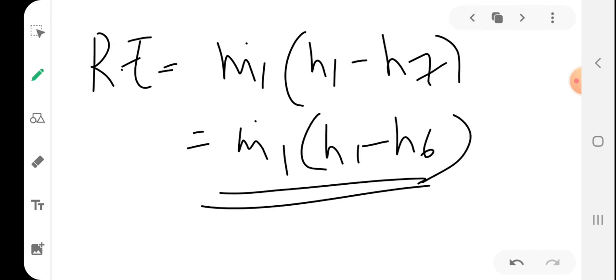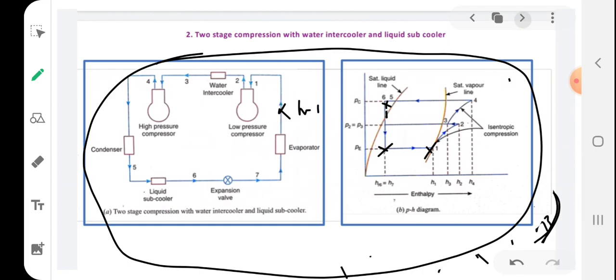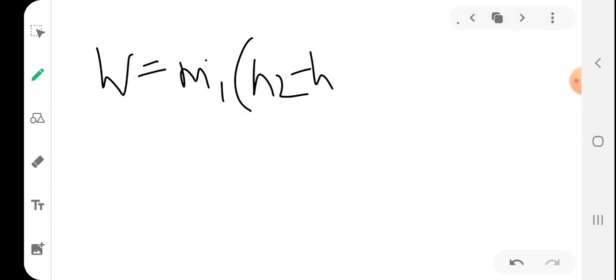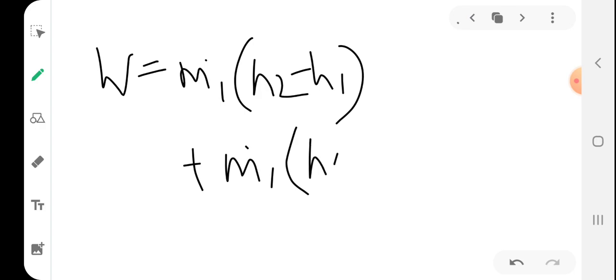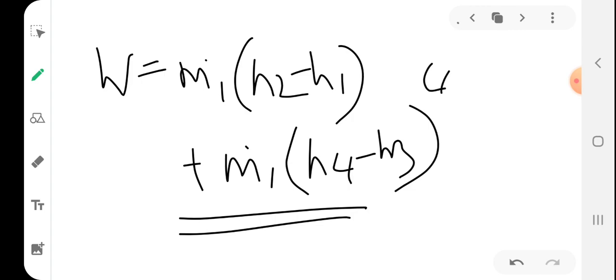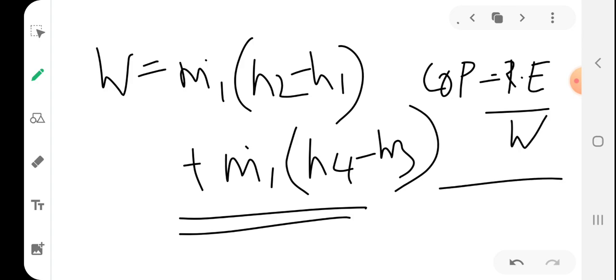And what will be the work? Work will be m1 dot into initially h2 minus h1, plus m1 dot into now h4 minus h3, sir, h4 minus h3. Okay, so this is the work. So in order to get COP, you just find the ratio of refrigerating effect to the work. So there is not much complexity in this case because there are no different streams coming together or leaving a particular component.